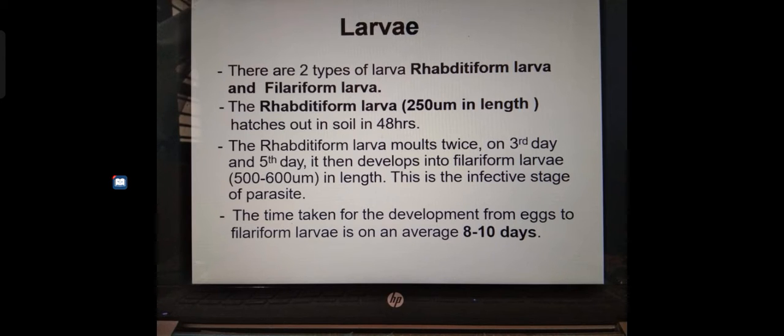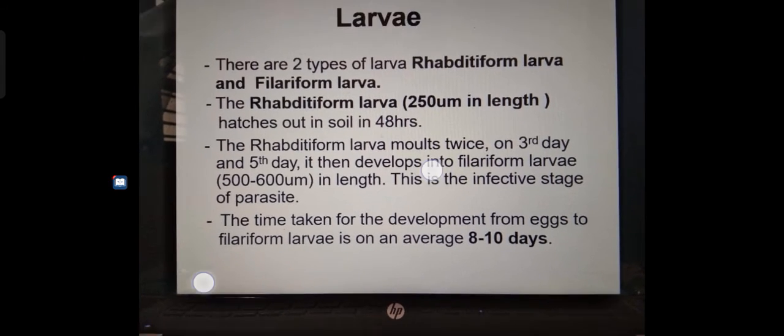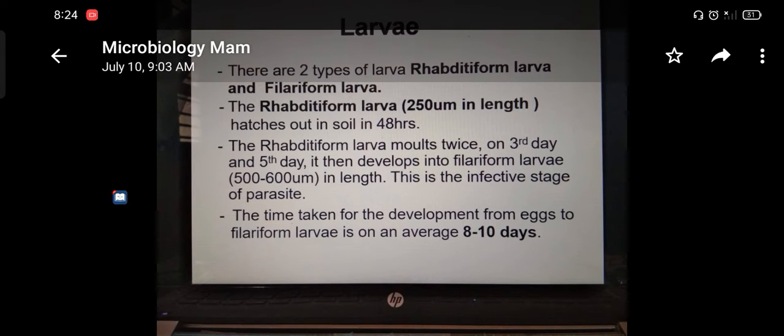We discuss the rhabditiform larva, which is 250 micrometres in length and hatches out in the soil in 48 hours only. The rhabditiform larva molts twice, and on the third day it produces the filariform larva, the infective stage of the parasite. The time taken from rhabditiform larva to filariform larva is about 8 to 10 days.